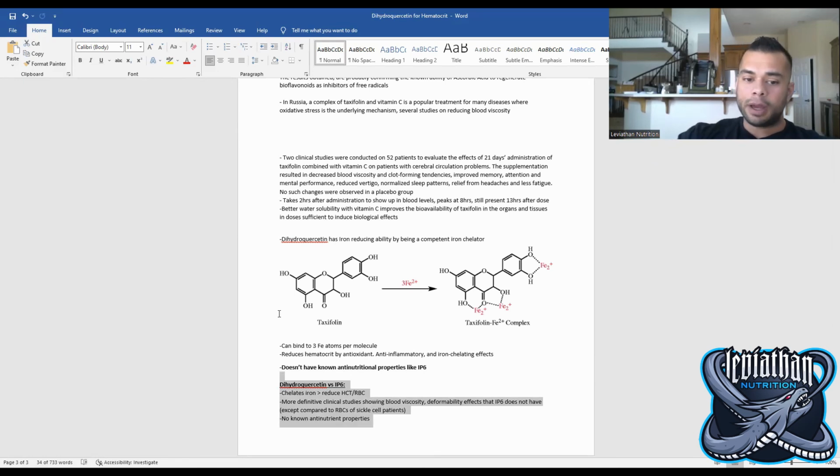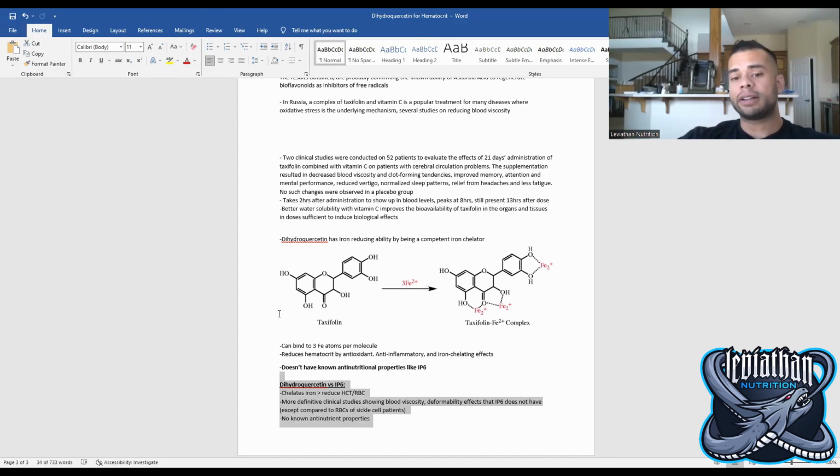by the following. Dihydroquercetin chelates iron, and that of course can reduce hematocrit and red blood cell count. On top of its iron chelating abilities, dihydroquercetin compared to IP6 has more definitive clinical studies showing its benefits on blood viscosity and red blood cell deformability effects that IP6 does not have. IP6 does have a little bit of evidence on improving deformability effects of red blood cells compared to the red blood cells of sickle cell patients, which is a very specific illness and doesn't really tell us what this ingredient might do for the deformability effects of a person who doesn't have sickle cell.